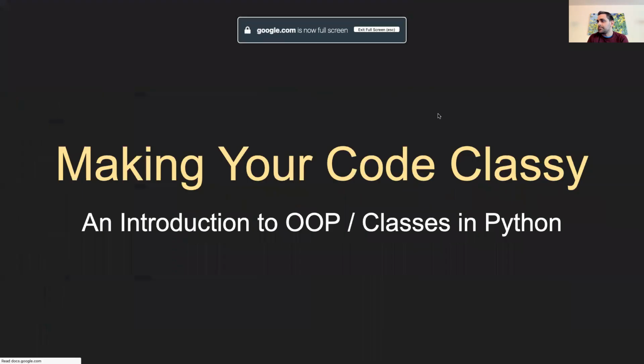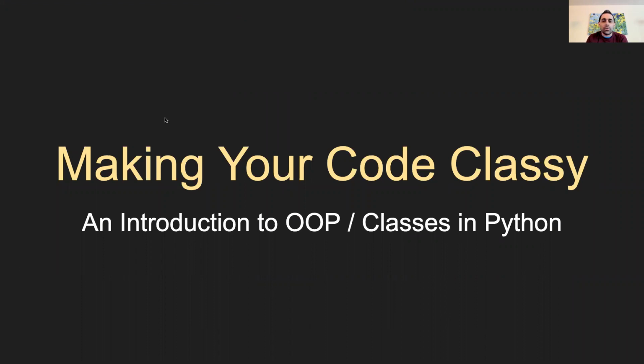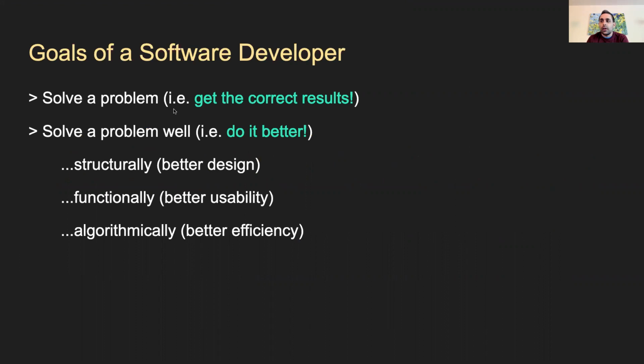Let's go for it. Okay, so this presentation is making your code classy. Again, just an introduction to object-oriented programming. So this is a slide that I'll use repeatedly. And again, I've mentioned it before and I'll keep mentioning it. The goals of a software developer. So goal number one is to get the correct results. So if a client comes to you and says, hey, I need to solve this problem or have this application, step number one is just delivering something that meets all the requirements. All right, so that's solving a problem, getting the correct results.